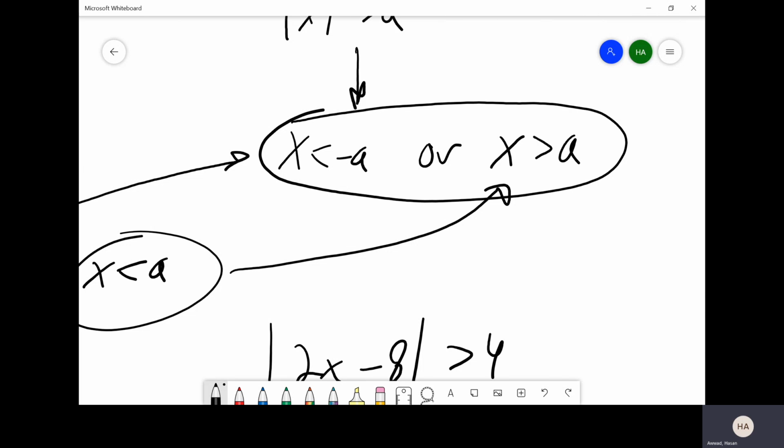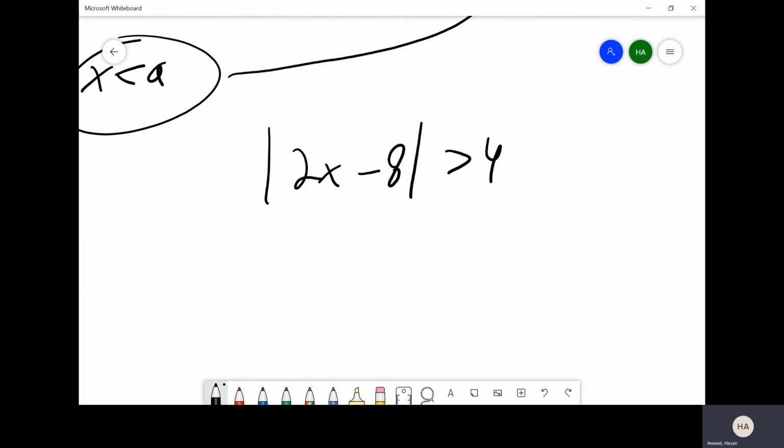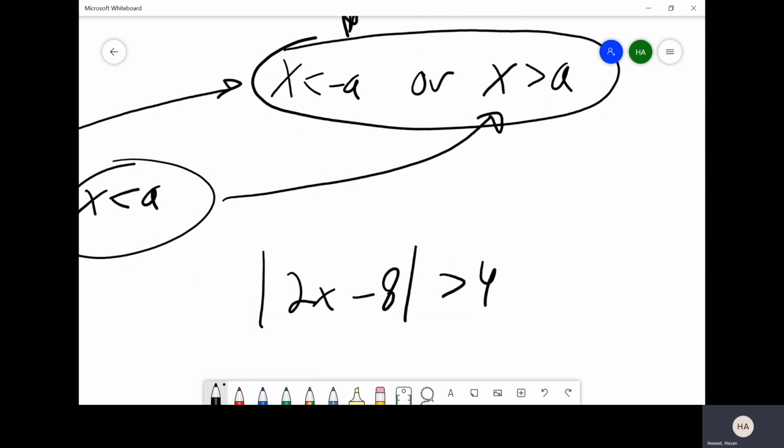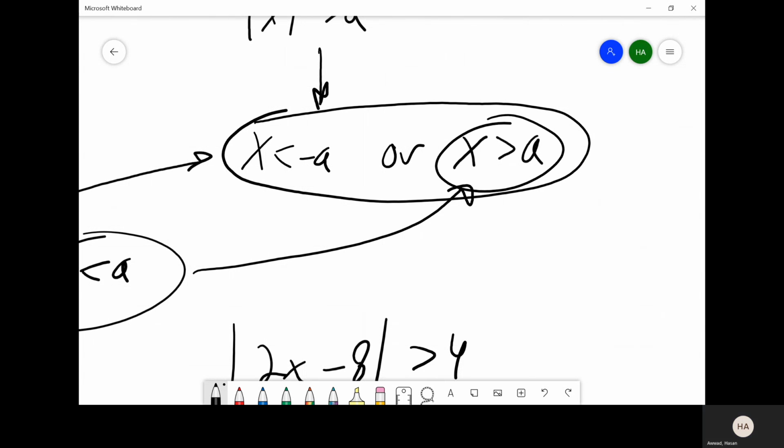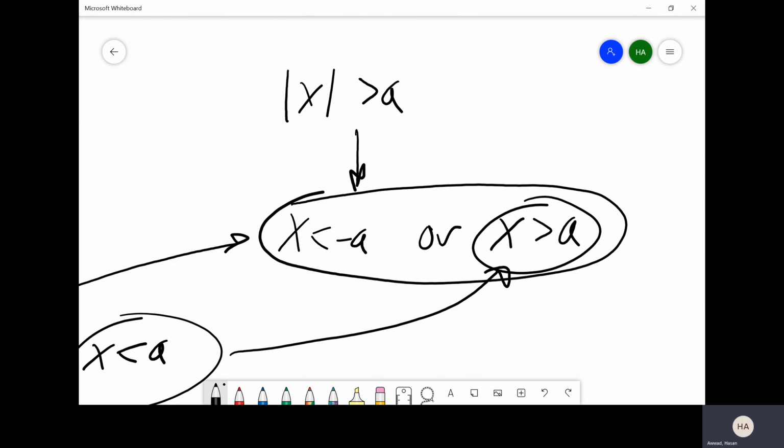So the first inequality that we're going to have is 2x minus 8 is greater than 4. And where am I getting this from? Well, this is the first case of x is greater than a. When you have a greater than sign, we're just removing the absolute value. It's the same inequality, right? You can see that this inequality is the same thing as this one, just no absolute value.